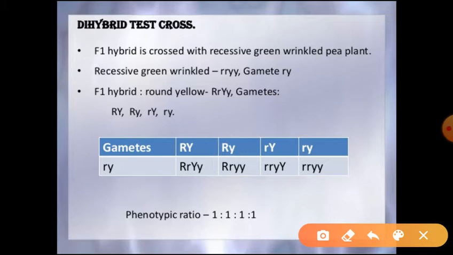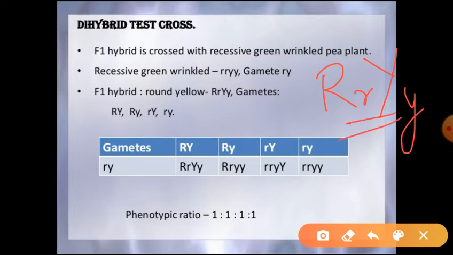So earlier we have discussed that when we take homozygous dominant and homozygous recessive plant as a parent, the F1 progeny show dominant character, but the genotype was in heterozygous condition. So let's take the example as capital R small r, capital Y and small y as F1 plant. Test cross is performed by taking F1 plant and recessive plant, and we cross these two plants and test the phenotype.